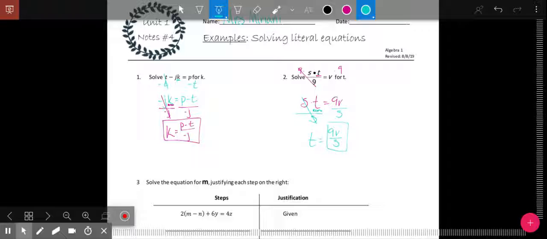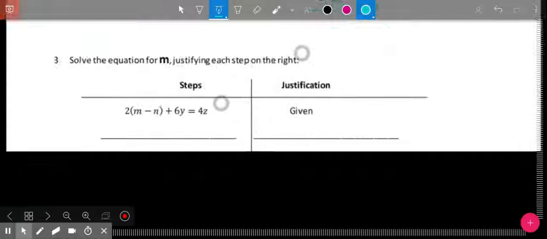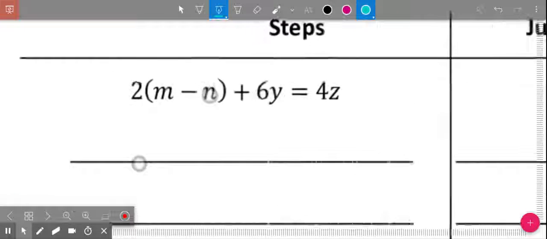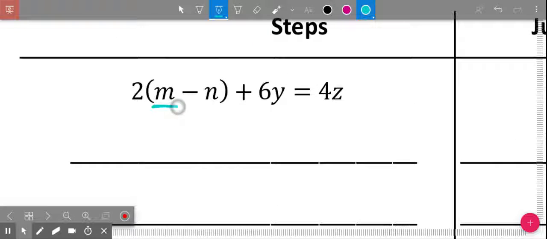The last one we're going to look at is number 3. It says solve the equation for m, justifying each step on the right. So we're going to be using some justifications here, and we're solving for m. That's what we want to get by itself.